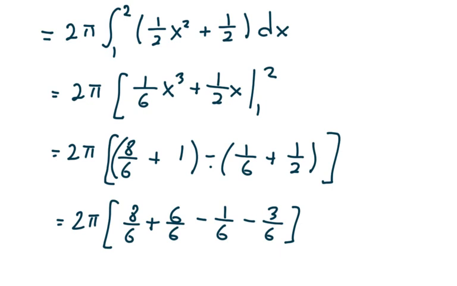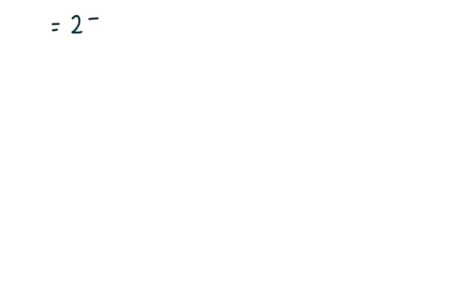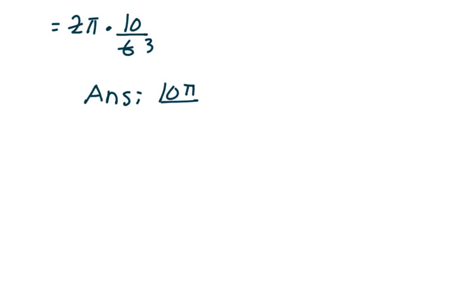So 8 plus 6 is 14. 14 minus 1 is 13. 13 minus 3 is 10. So it looks like we get 10 over 6. So this is 2 pi times 10 divided by 6. But 2 goes into 6 3 times. And so the answer here is 10 pi over 3. And that will conclude this video for section 8.2. We found surface area by rotating the curve about the y-axis this time. So, thank you.